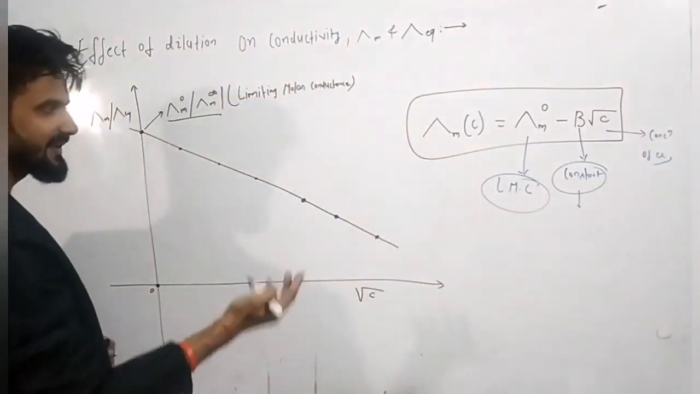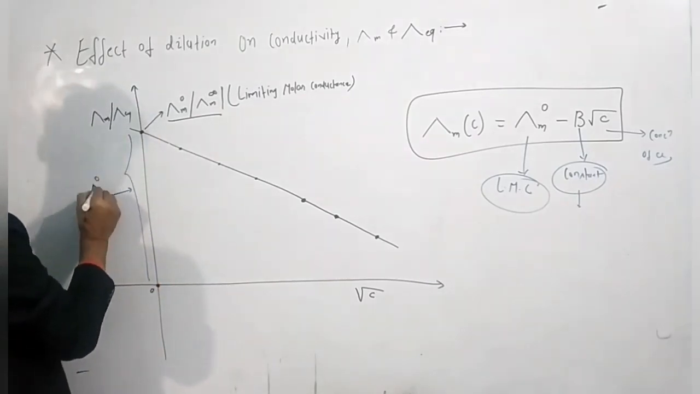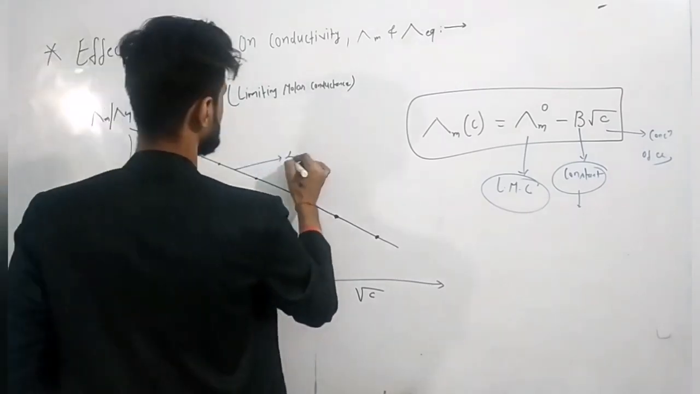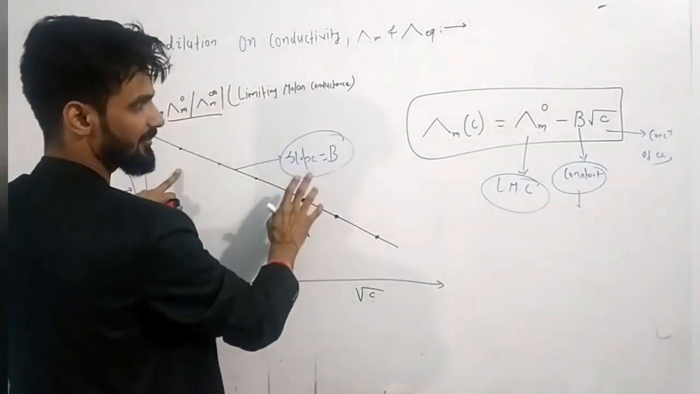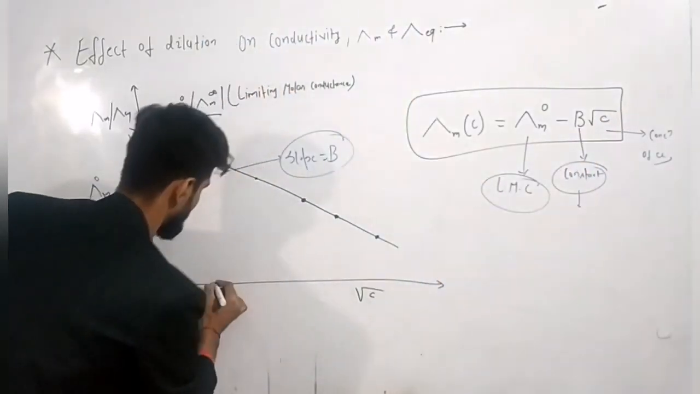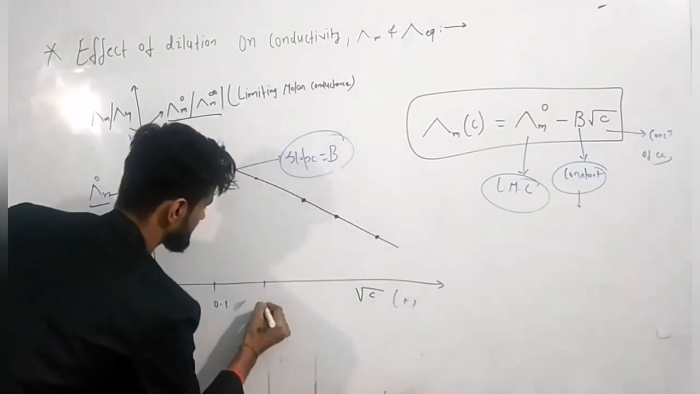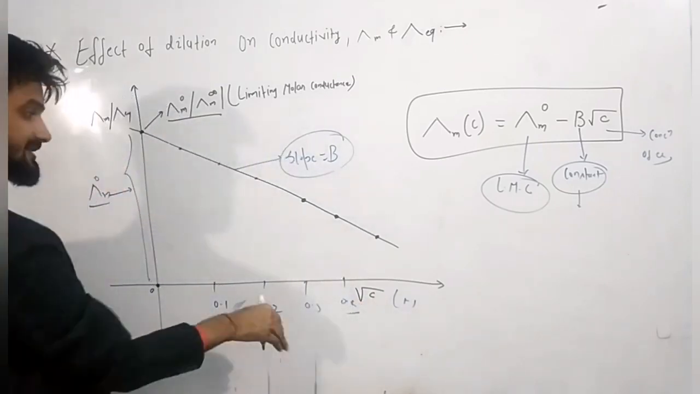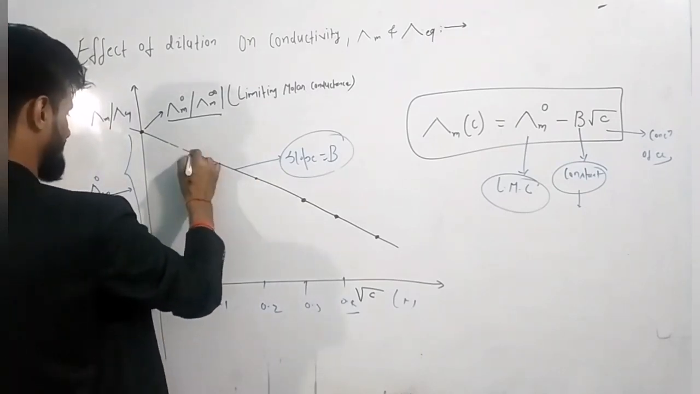If in the numerical this data is given, understand one thing. If the graph is given, then this will be kappa naught molar at this point, and the slope equals B. If in the graph you have calculated slope and intercept, just substitute these things. At a particular concentration, like 0.1 molar, 0.2, 0.3, 0.4, you take the root over C and calculate.